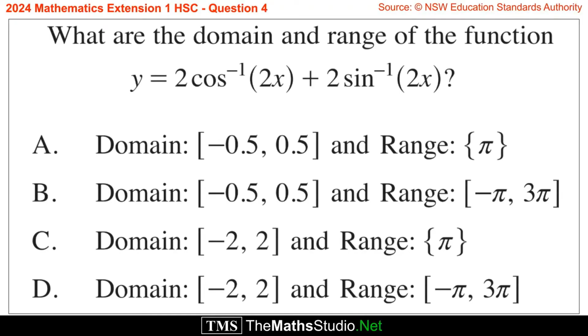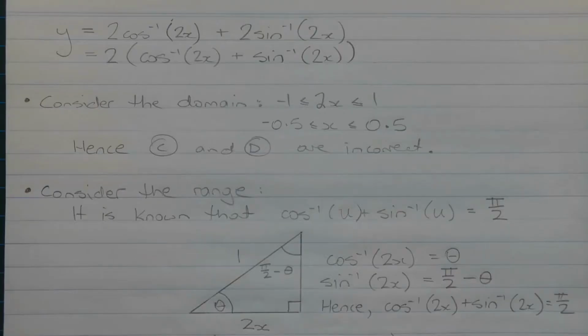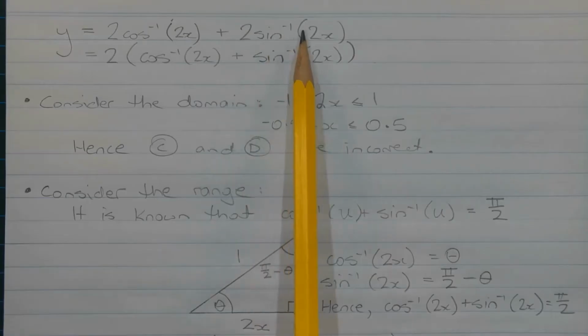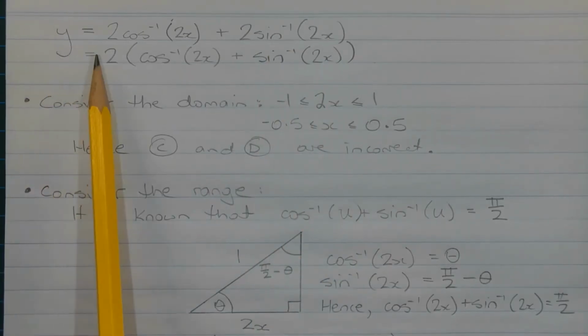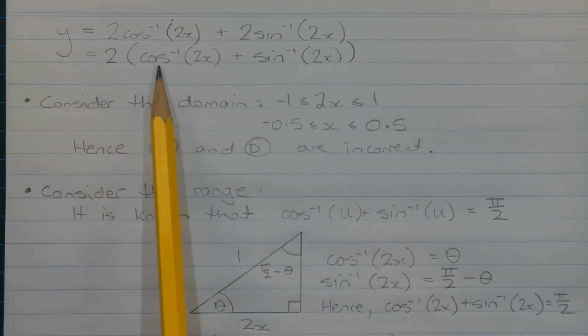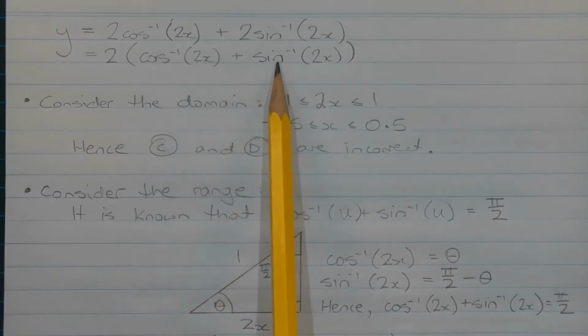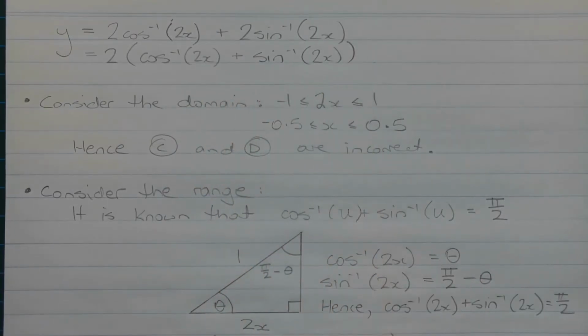Question 4. What are the domain and range of the function y equals 2 times inverse cos of 2x plus 2 times inverse sine of 2x? Factorise out the coefficient of 2 from inverse cos 2x and inverse sine 2x. So y is equal to 2 times, open bracket, inverse cos 2x plus inverse sine 2x, close bracket.